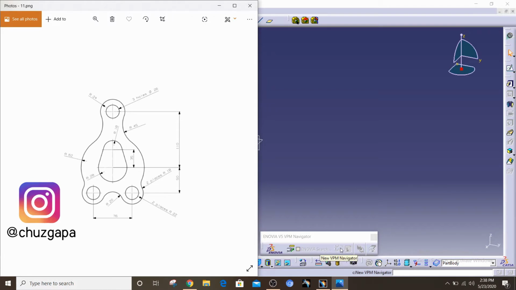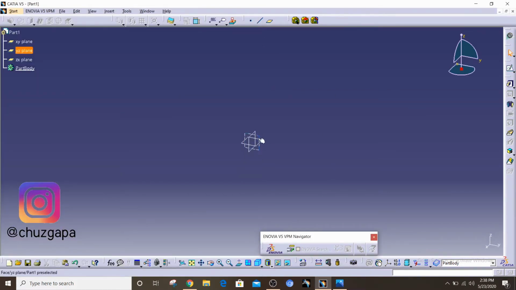And I'm just gonna take a picture with my phone of this. Okay, so I'm gonna select any plane, the plane in this case, and I'm gonna start sketching.